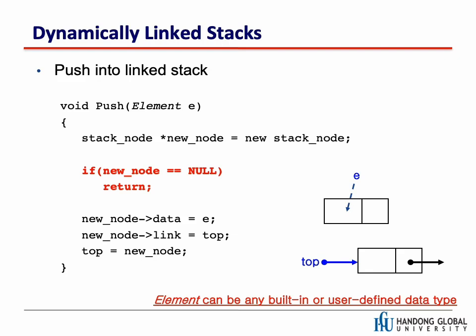Okay, and then next, new node link will point to the first node. Top has the address of the first node, so new node link will get that, which means new node link will point to the first node. And then that's not it. The top should point to the new node. So if you follow these red arrows from top, we have a linked list. Okay, so that's how we push.